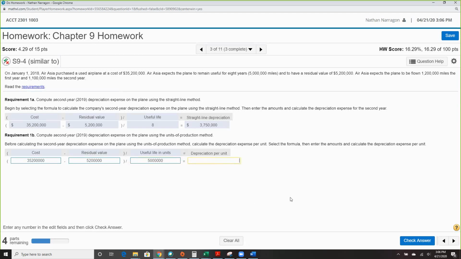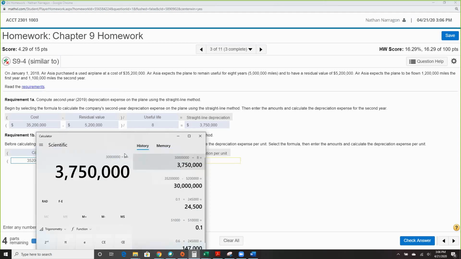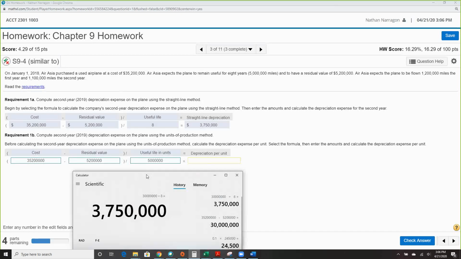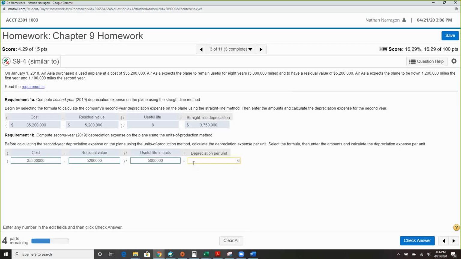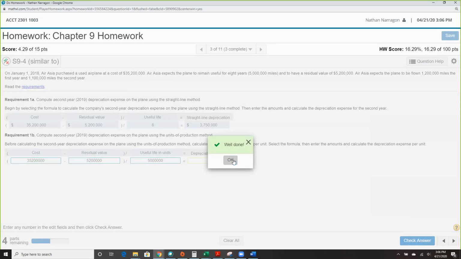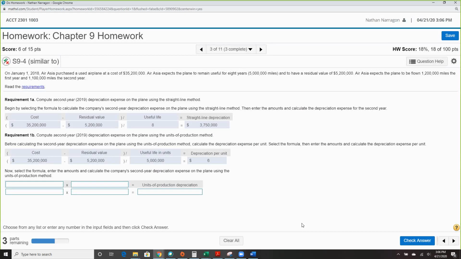Okay. So, using our calculator, I'm going to do a shortcut real quick. I already know depreciable cost is 30 million, so I'm only going to divide it by 5 million. So basically we depreciate it by $6 per unit. So again, just filling out the formula for this problem.